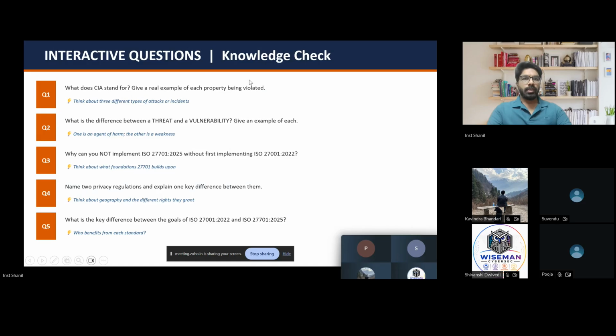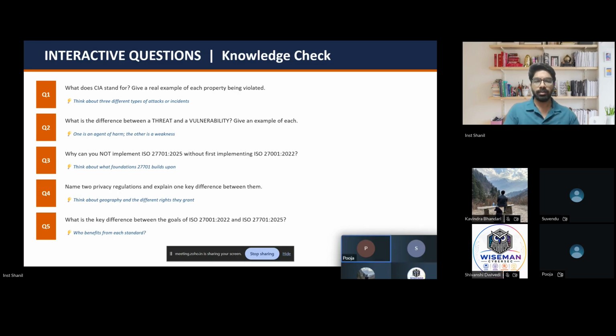Okay, some questions again. What does CIA stand for? I believe we have discussed it right now, so you know it. Give a real example of each property we have already discussed. What is the difference between a threat and a vulnerability? Give an example of each. All right, so one example from both of you.